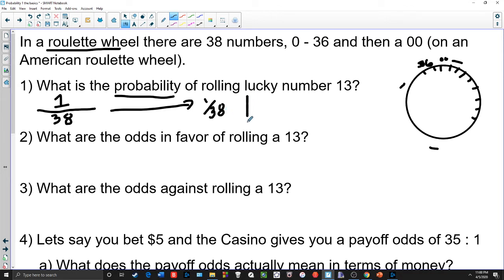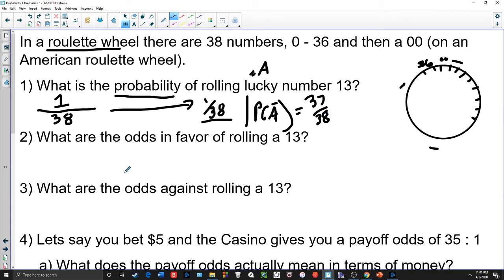By the way, the complement of this event, if we call this event A, the complement of that would be 37 out of 38. Because remember, it's 1 minus this. So 1 minus 1/38 is 37/38. So this is the chance of not rolling lucky number 13, which is a pun there in case you're not picking up on it. So probability, complement, the first thing we talked about, very closely related.